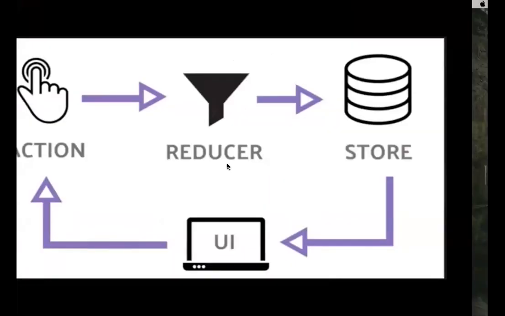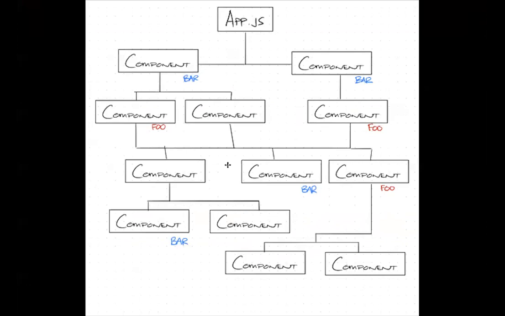All right, take a look at these charts. So this would just be like a fairly complex component tree. So if we just had like a root app.js and then it had a bunch of children components and some of those components had children components. And let's say this foo value and the bar value are state values.